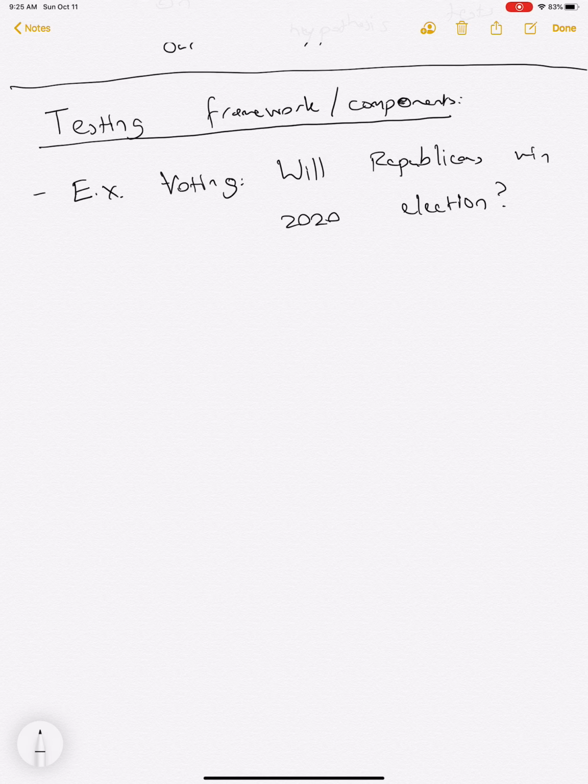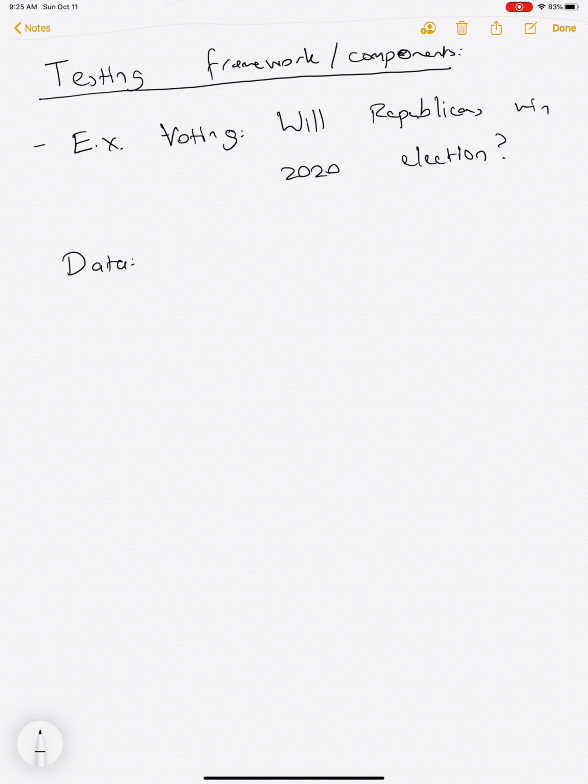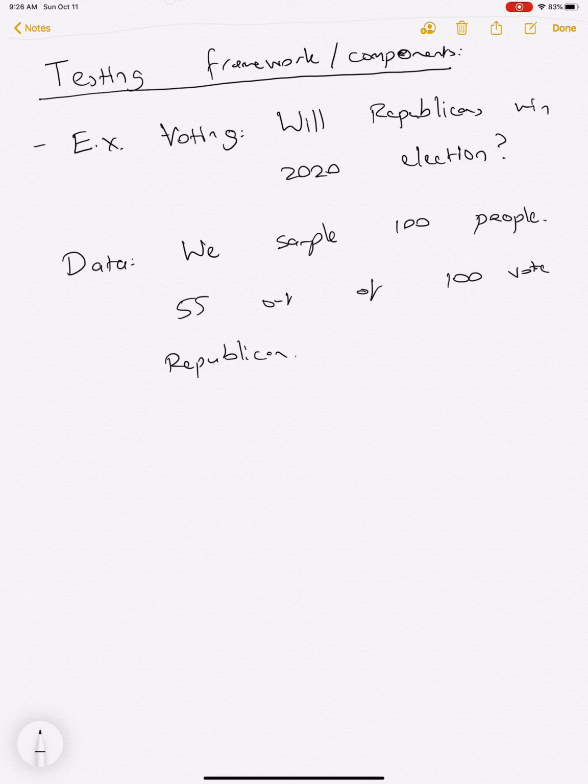You might imagine that our data is that we sample 100 people, and we'll say that 55 out of 100 vote Republican. Again, I'm assuming that everyone votes either Republican or Democrat. That is obviously a very strong simplifying assumption, but we're going to assume it for the data that we have here.